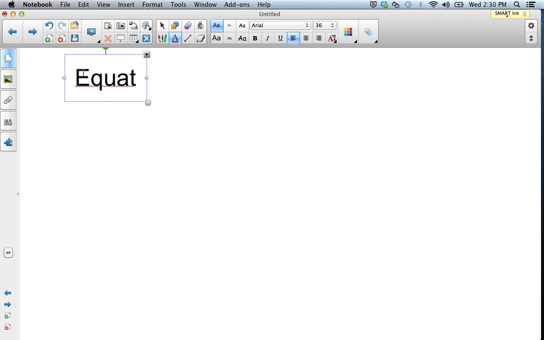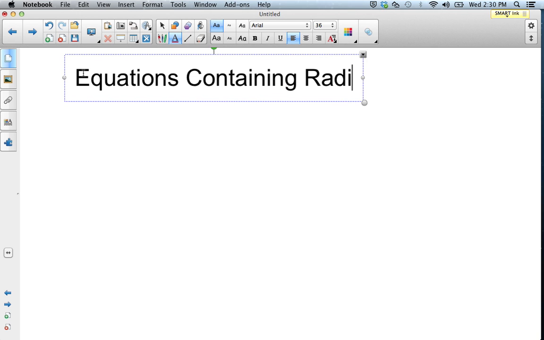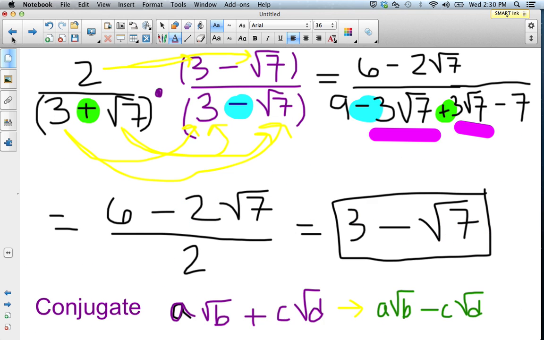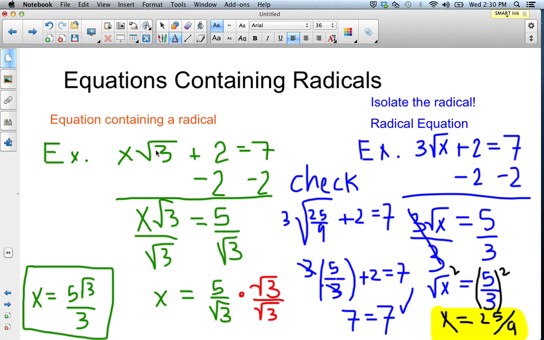So here's our second part of the notes on equations containing radicals. Remember from the first part of our notes, in the very beginning, we said that an equation containing a radical can be something like this, but a radical equation actually has the variable under the radical. And our technique for solving that is to isolate the radical.